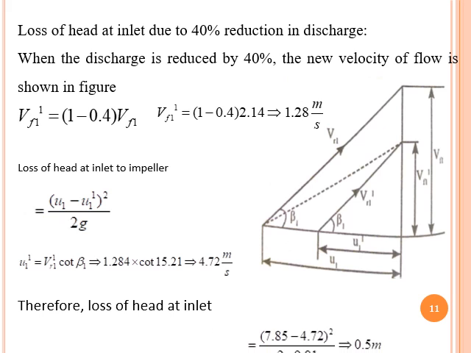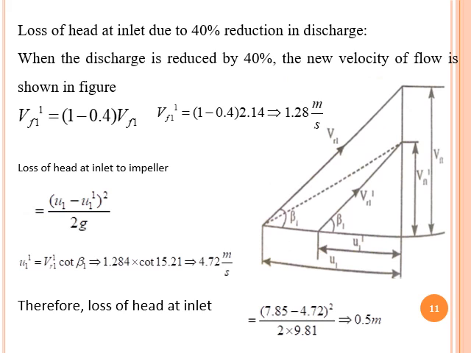Therefore the loss of head at inlet is calculated as: u1 is equal to 7.85 and u1 dash value is equal to 4.72, the whole square of that divided by 2 into 9.81. That means the loss of head is 0.5 meters. So when compared to the initial stage, 0.5 meters of manometric head is reduced by the 40% reduction in discharge. So this is the solution for this second numerical on centrifugal pump.